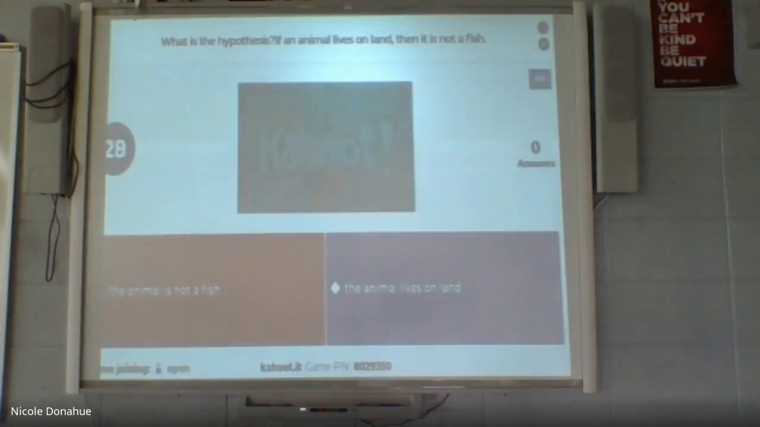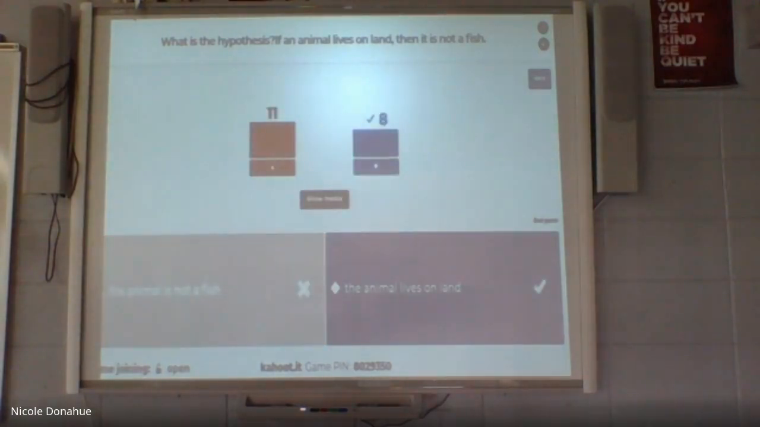So which is the hypothesis? An animal lives on land, then it's not a fish. So the first part is the hypothesis, and then the conclusion is the second part.